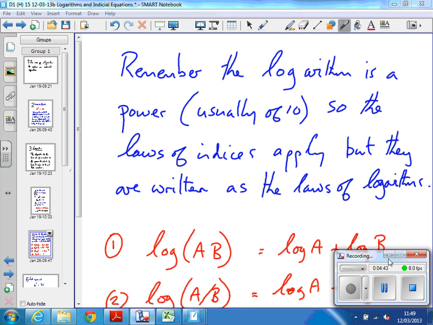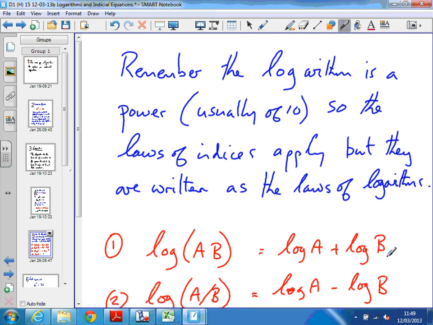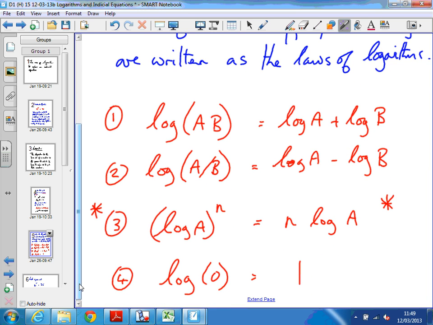Remember, the logarithm is a power, usually of 10. So the laws of indices apply, but they're written as the laws of logarithms. So we have these laws of logarithms, but they really are just the laws of indices if you look at them.